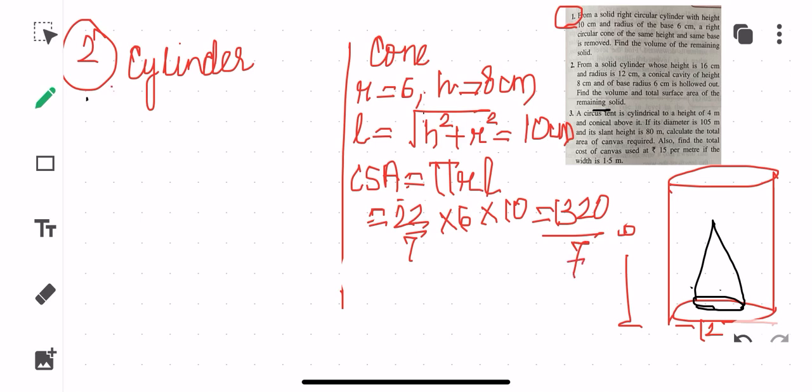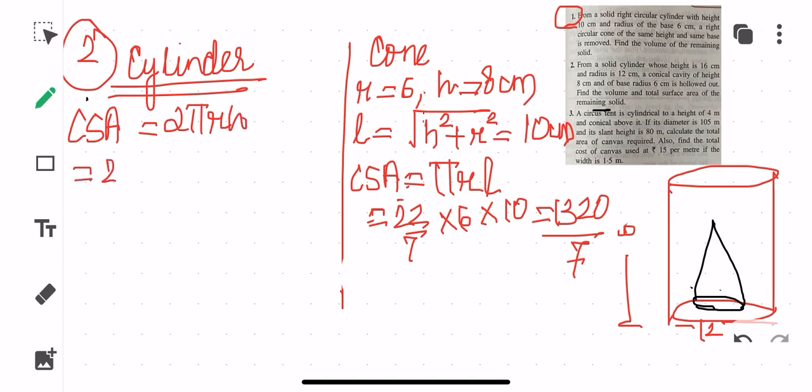For cylinder, we will be calculating CSA. So CSA will be equal to 2 pi r h here. We'll be substituting the values. So 2 into 22 upon 7 into radius, which has been given as 12, and the height has been given as 16. So we have to calculate 16 into 12 into 44.